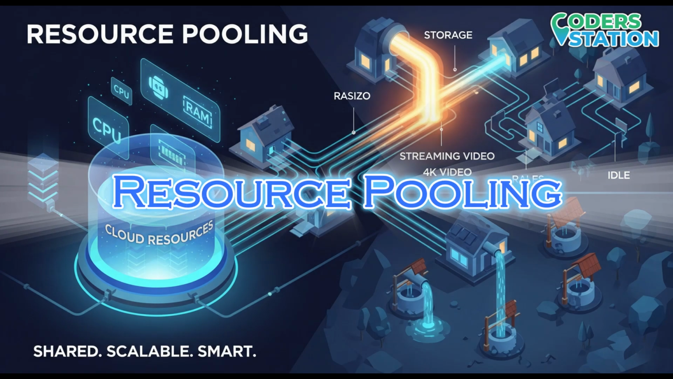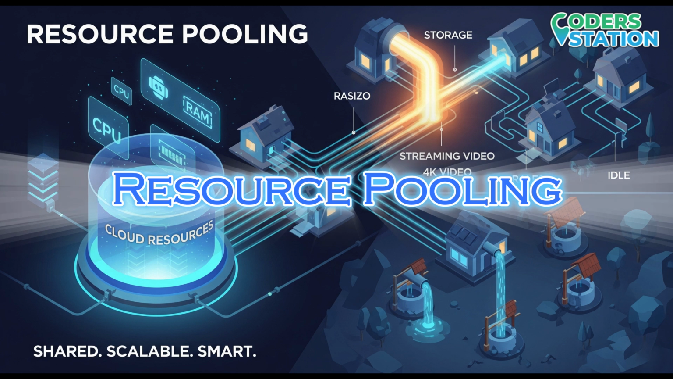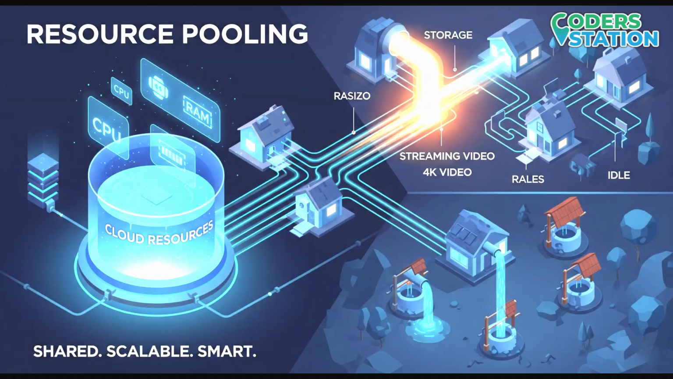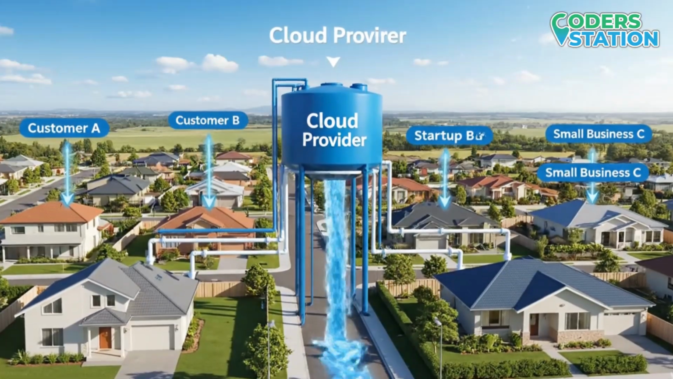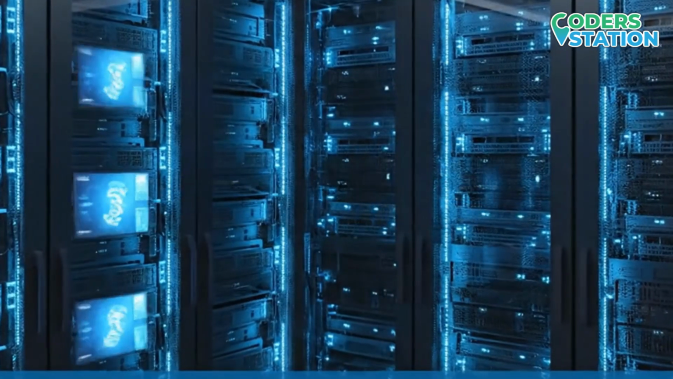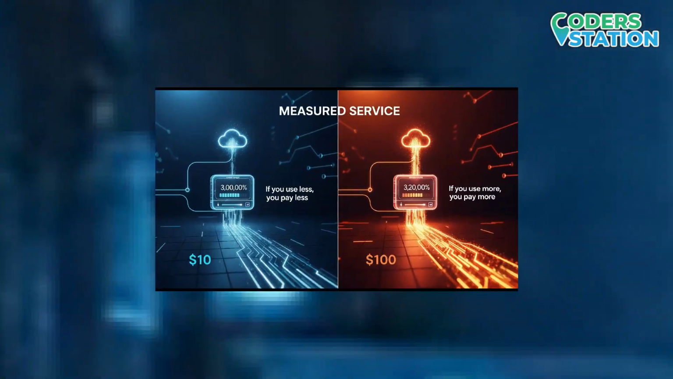Resource pooling means cloud providers use shared infrastructure to serve multiple customers. These resources, like storage or processing power, are dynamically assigned based on demand. It's like a water tank supplying different houses. Everyone gets what they need when they need it.